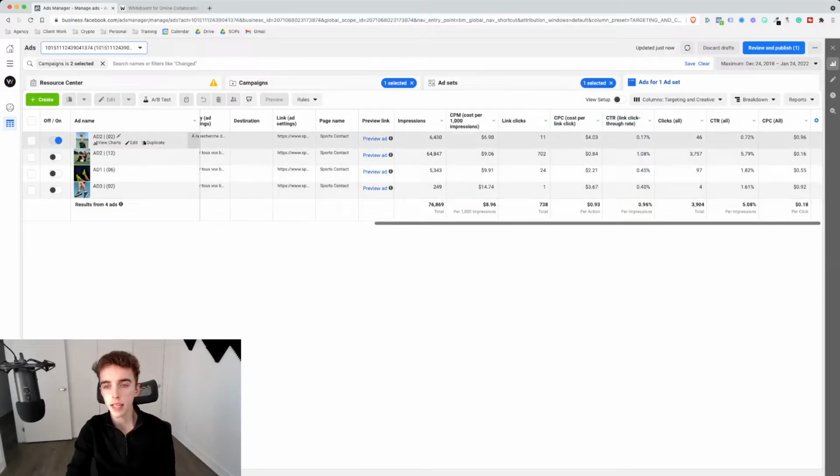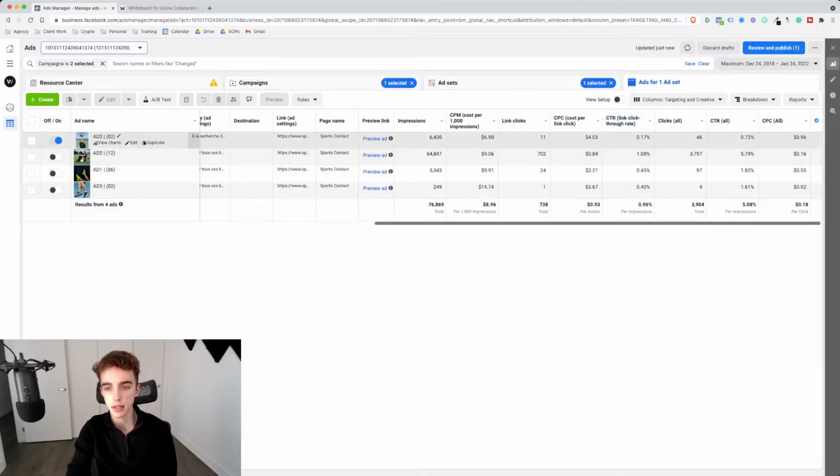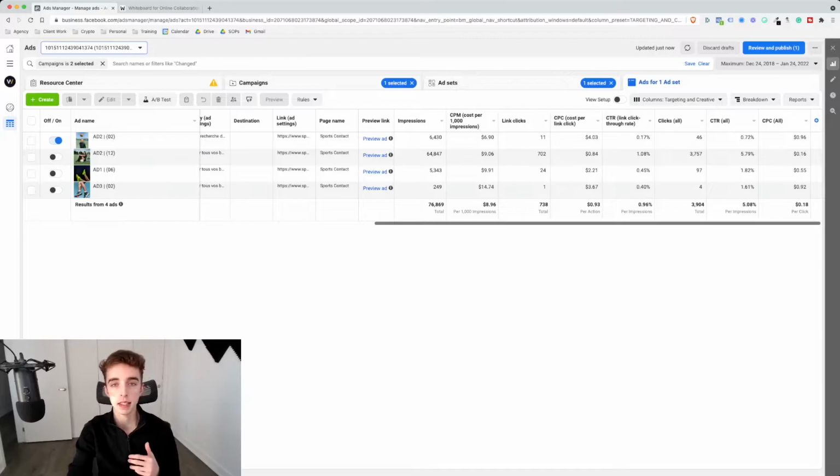So when we're on the ad level, you see that we have very different click-through rate levels on these different ads, 0.17% right here, all the way up to 1.08%. A general industry baseline you want to aim for with click-through rates is above 1%.